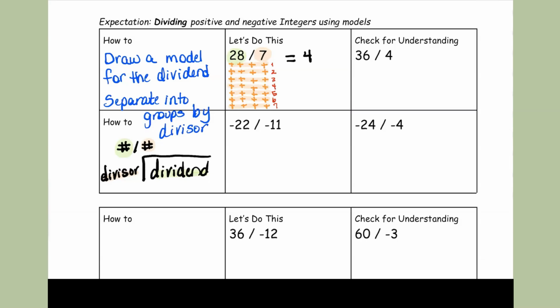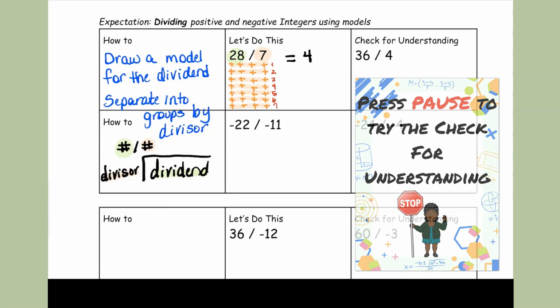Go ahead and hit that pause button and try the check for understanding to make sure that you are understanding what we're doing in this activity.